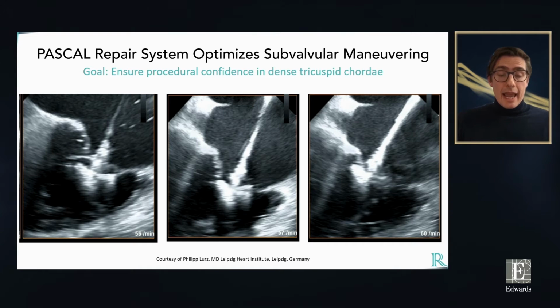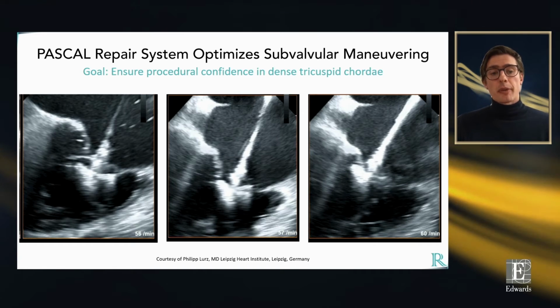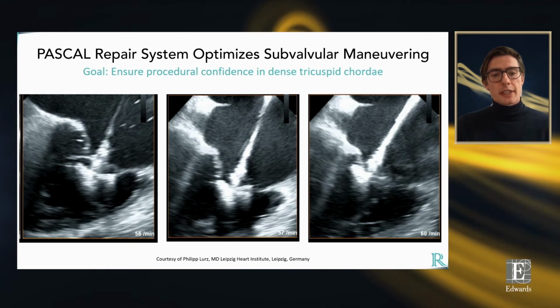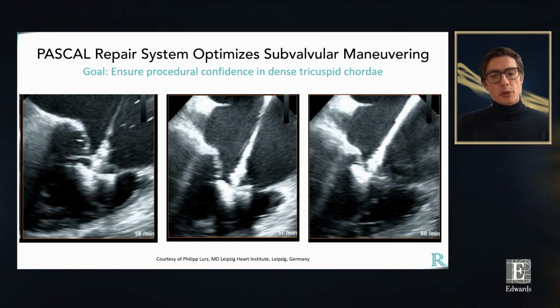The PASCAL Ace system is obviously the smaller device, and this can be important to use the device, and I can say that already. For me, that's the device by far the standard device now for the tricuspid valve, especially because we quite often are faced with a lot of cords, and therefore it is easier to maneuver in that area with a smaller device.